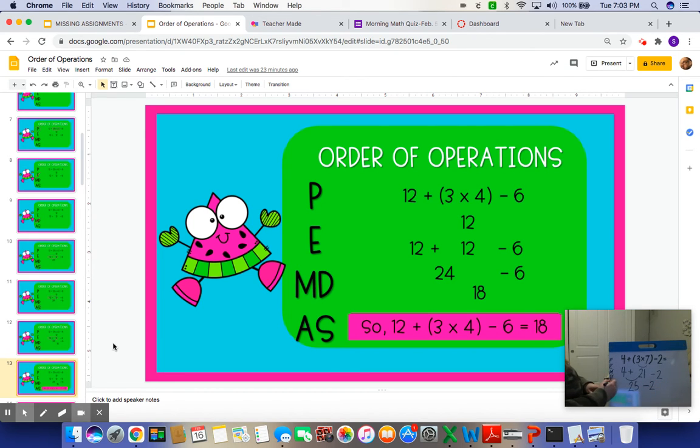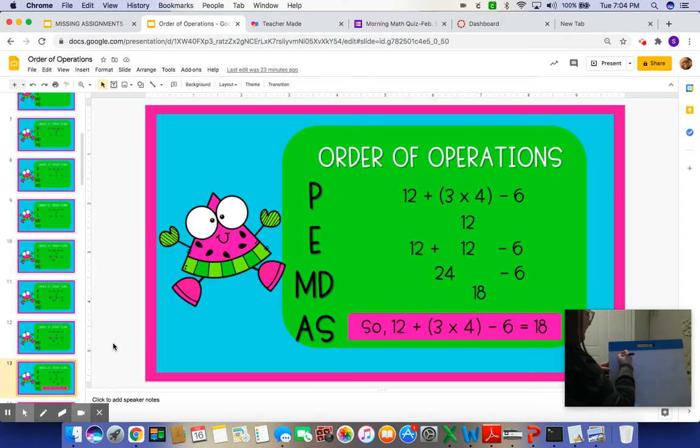And then the last thing I have to do is subtraction. So 25 minus 2 is, and we're going to put 23. So we know that 4 plus 3 times 7 minus 2 equals 23. All right, we're going to do another one just to give you a little bit more practice and see if we can help you understand a little bit more.